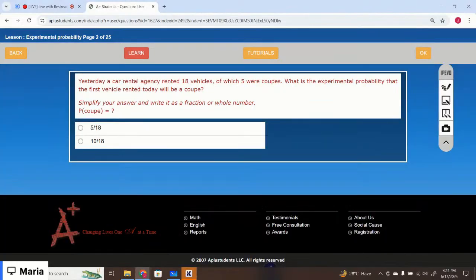Yesterday, a car rental agency rented 18 vehicles, of which 5 were trucks. What is the experimental probability that the first vehicle rented today will be a truck? So which is the correct option? That is 5 over 18. Option number 1 is the correct option.